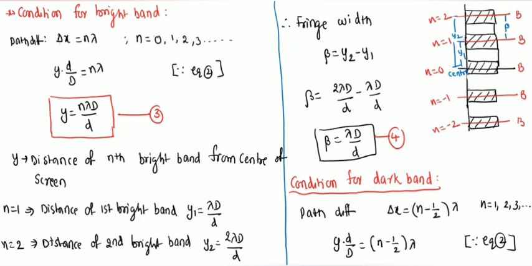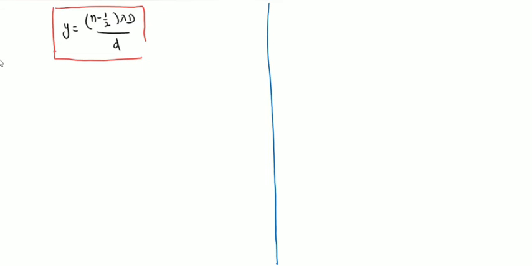Next I'm going to erase, and you take the screen. Continuing, y into small d by capital D is equal to n minus 1 by 2 into lambda. From that, deriving the y formula, we get n minus 1 by 2 into lambda capital D by small d. The previous equation is 4, so this is equation 5.